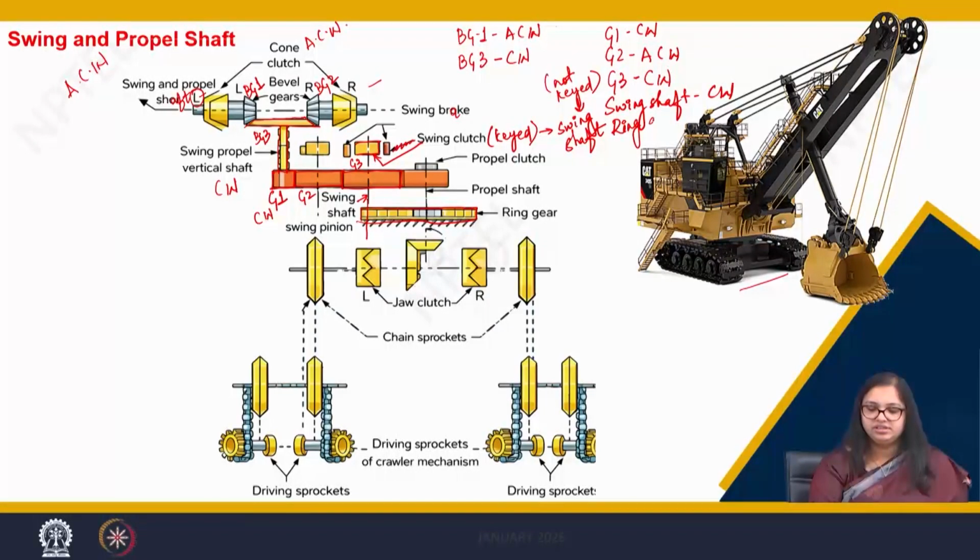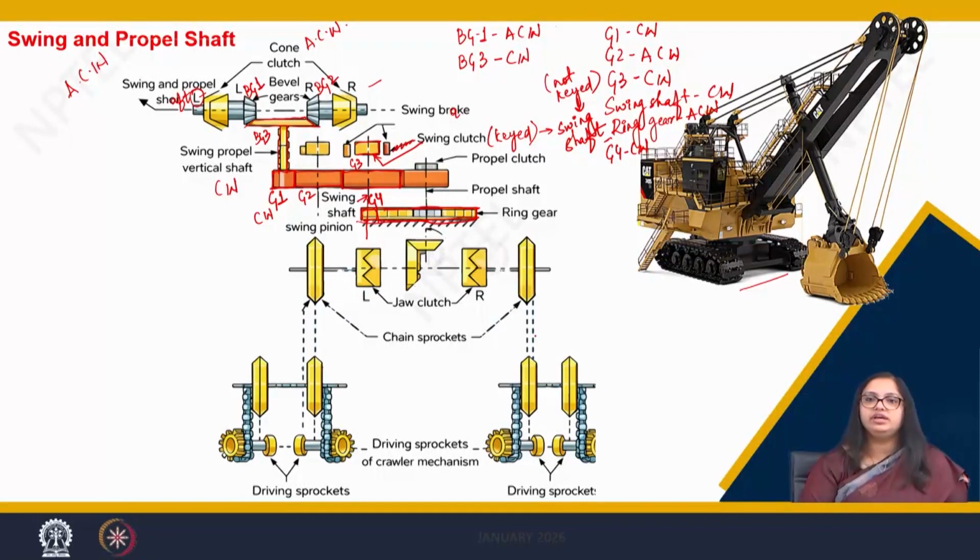Ring gear in anti-clockwise direction. So, when my swing shaft is rotating, there is one gear here and this is the complete ring gear. So, let us say this is gear 4, my gear 4 is rotating in clockwise direction. So, my ring gear will rotate in anti-clockwise direction.